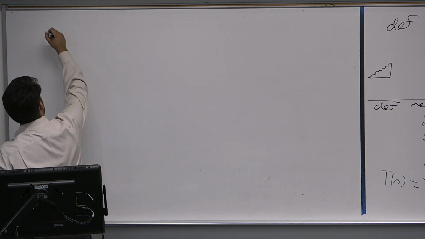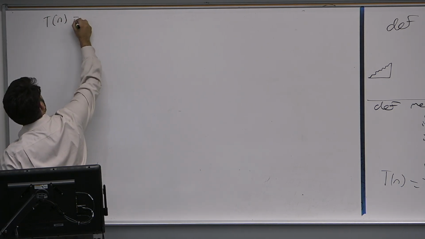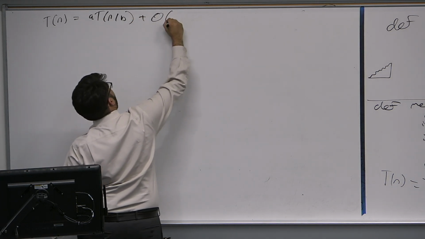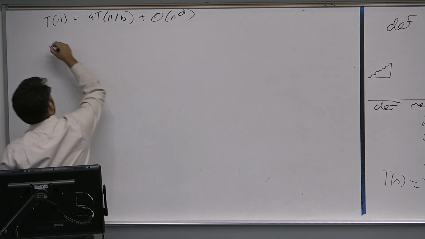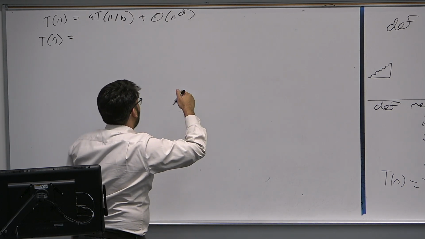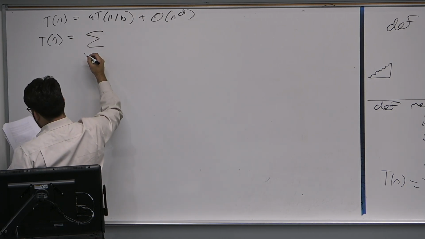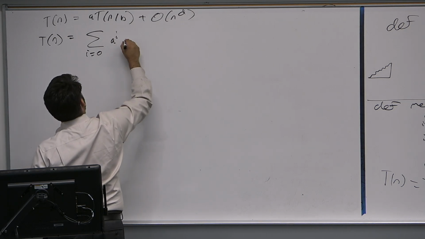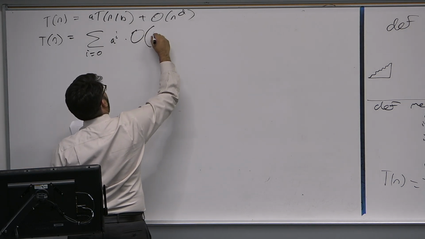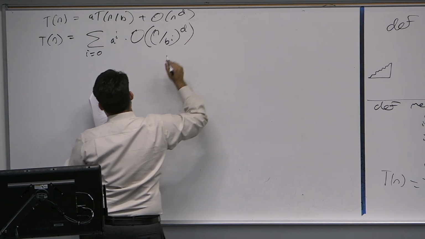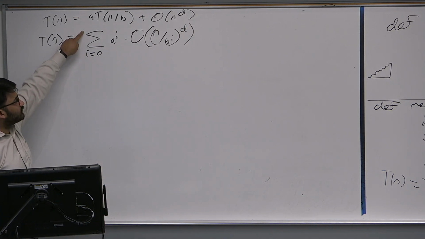So the runtime in general, if you have a recurrence of the form T(n) = a T(n/b) + O(n^d), then T(n) is going to be equal to the sum of such levels, from, let's say, i = 0, of a^i times O((n/b^i)^d). But to what does this sum go to? What is the largest term of this sum?